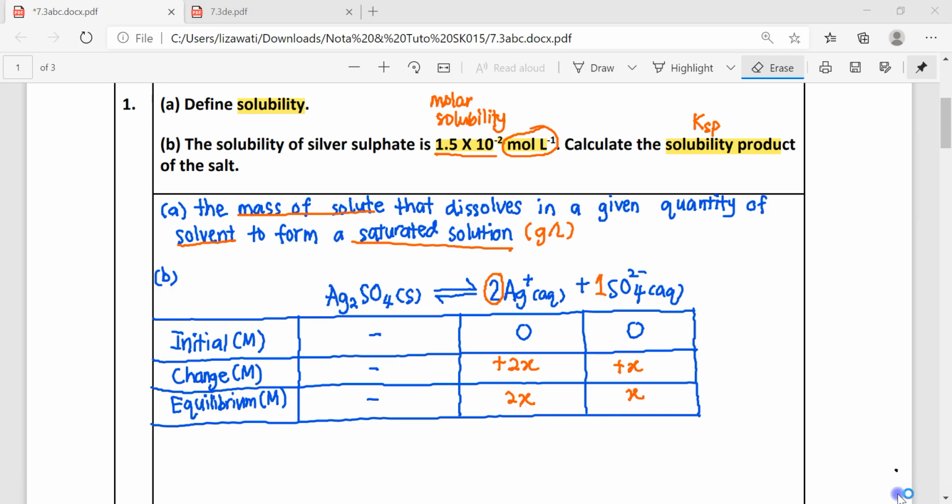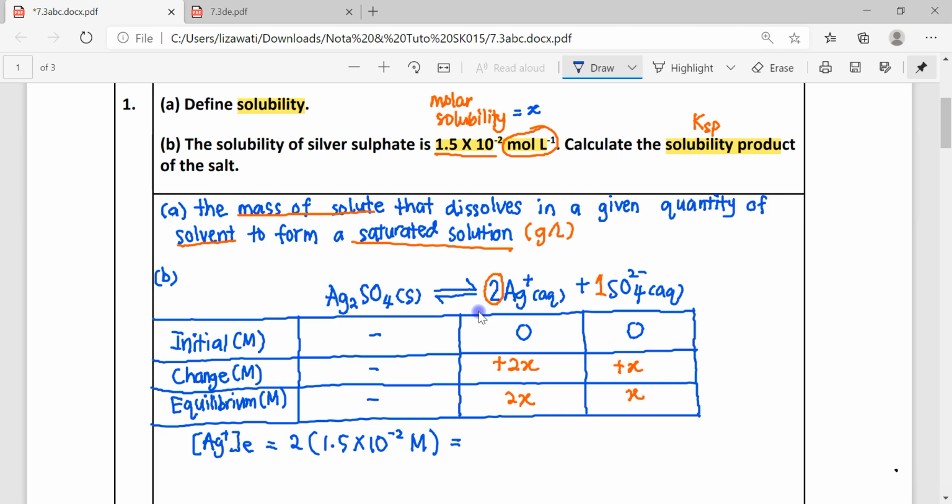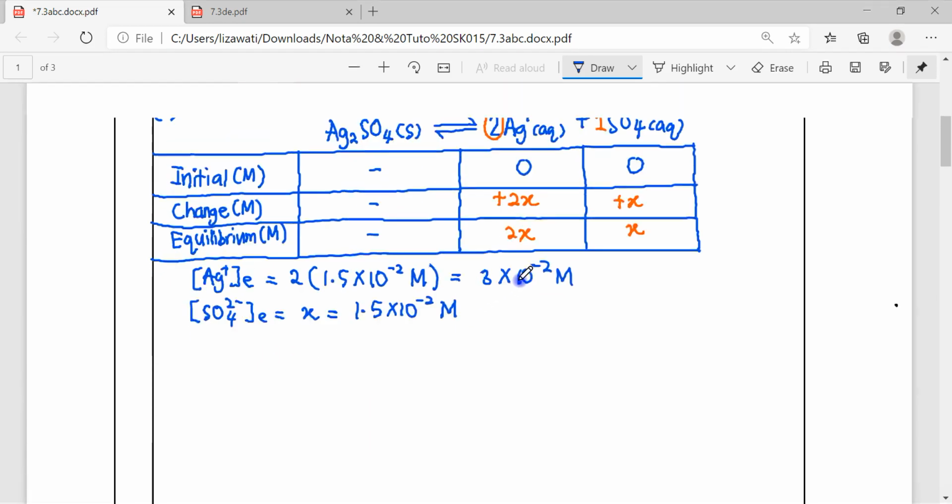For the next step, in the question, what is already given is the molar solubility. So molar solubility here refers to the value of x. Therefore from here we can calculate the concentration of silver ion at equilibrium. 2x means 2 times 1.5 times 10 power of negative 2 molar. So we get 3 times 10 power of negative 2 molar. Then do the same step to calculate the sulfate ion at equilibrium, that is x, that is 1.5 times 10 power of negative 2.